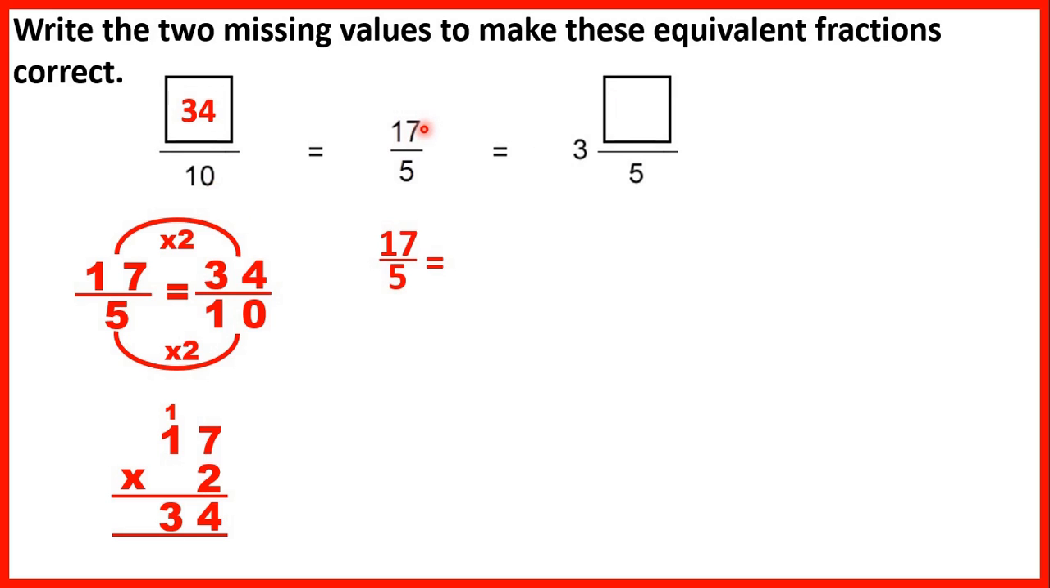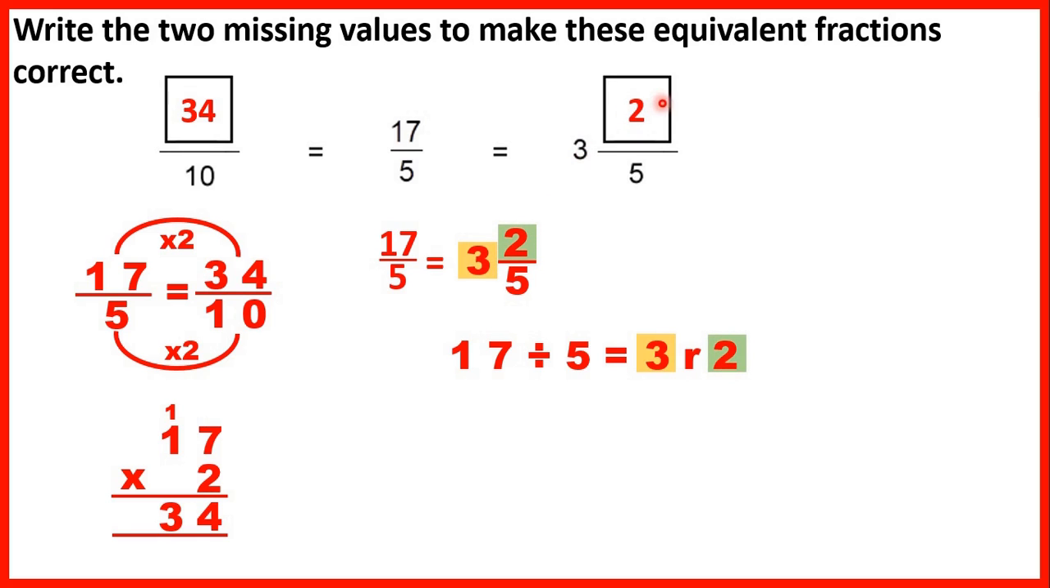Now we need to change 17 fifths to a mixed number. The denominator stays the same, so that will be 5, and then we need to remember that a fraction is really a division. So if we divide 17 by 5, that gives us 3 remainder 2, because 3 times 5 is 15, and then we need 2 more to get to 17. So that's 3 and 2 fifths. The 3 is our whole number, and then the remainder is our numerator. So we have 3 and 2 fifths.